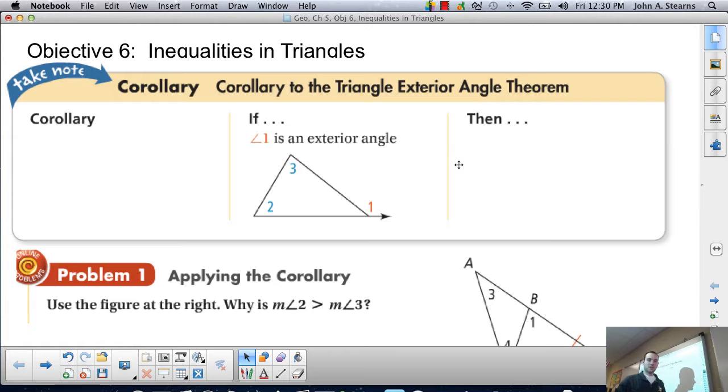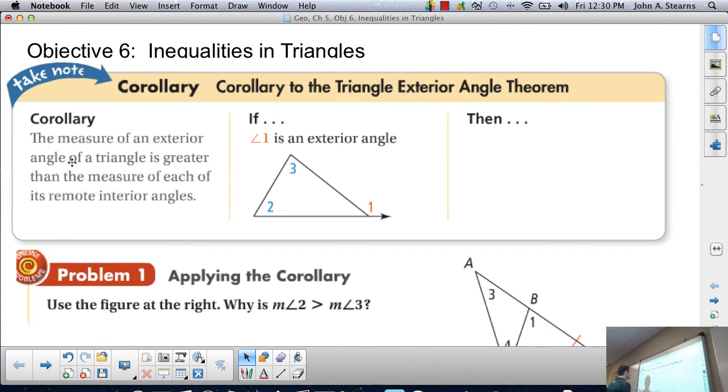So we've got the corollary to the triangle exterior angle theorem here that we're going to talk about, looking at this statement. The measure of an exterior angle of a triangle is greater than the measure of each of its remote interiors. So remember that an exterior angle is simply an angle that occurs on the outside of a triangle by extending one of the sides, shown here as angle 1.